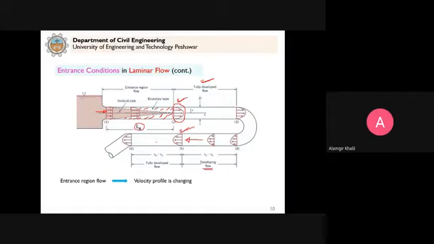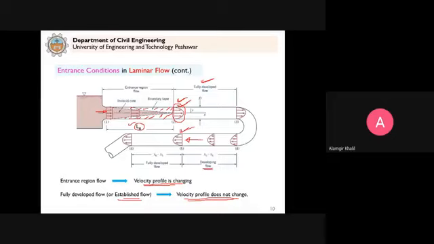Clear? So in the entrance region that we can calculate, the velocity profile is changing. So what it says is that immediately when the flow enters the pipe, we do not have this fully developed profile, it will take some distance to develop that. So in that entrance length LE, the velocity profile is changing, but after that we have fully developed flow or established flow. Then in that case the velocity profile does not change. It will remain constant.